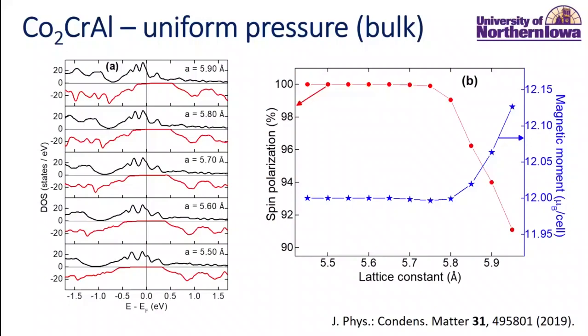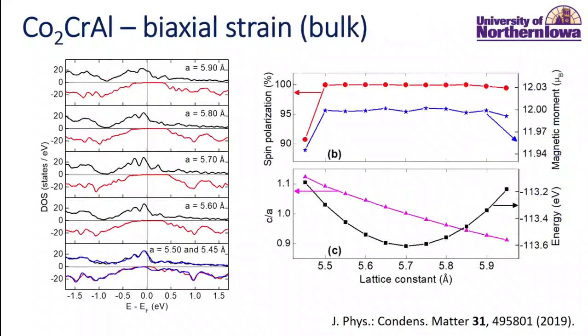But if we're looking at device applications of this material, then usually uniform pressure is not a realistic scenario. So one has to look at how the electronic structure of the material changes under biaxial strain. Next we'll look at the electronic structure of this material under biaxial strain. The plot is shown here. For biaxial strain, we optimize the out-of-plane lattice constant for each in-plane lattice constant, and then for each optimized geometry we calculated the electronic structure.